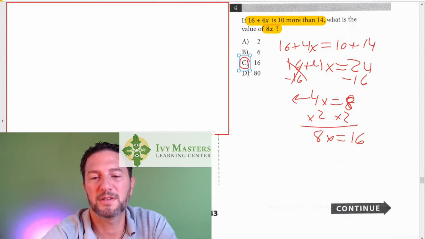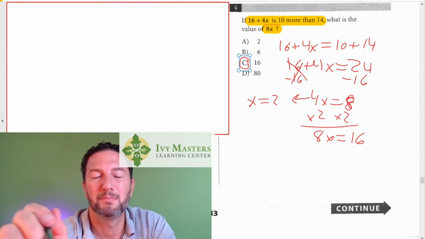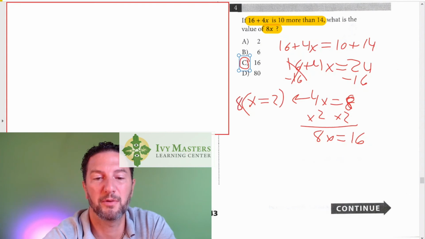Most students will solve for x here, and you certainly can. If I divide both sides by 4, what I get is that x equals 2, but you've got to keep in mind that it's asking for 8x. So what do we have to do? We have to multiply both sides by 8, and we get 8x equals 16.